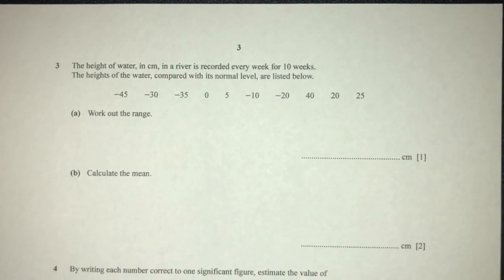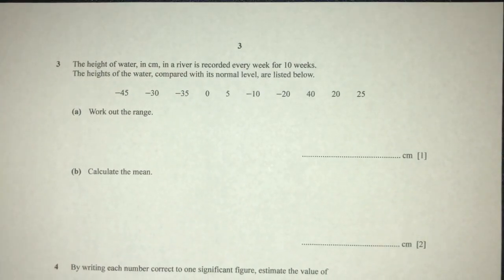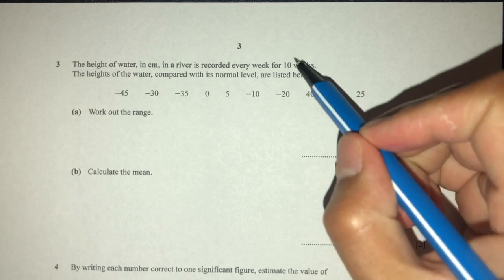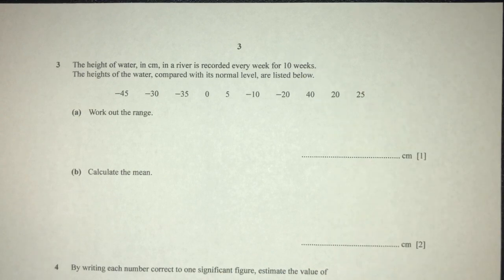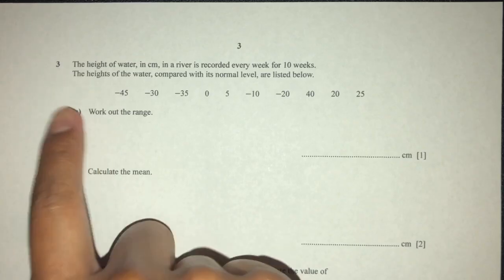Now let's move on to question number 3. Here we have the height of water in centimeters in a river, recorded every week for 10 weeks. Ten weeks, okay, fair enough. Now the heights of the water compared to its normal level are listed below. So here we have the values measured.